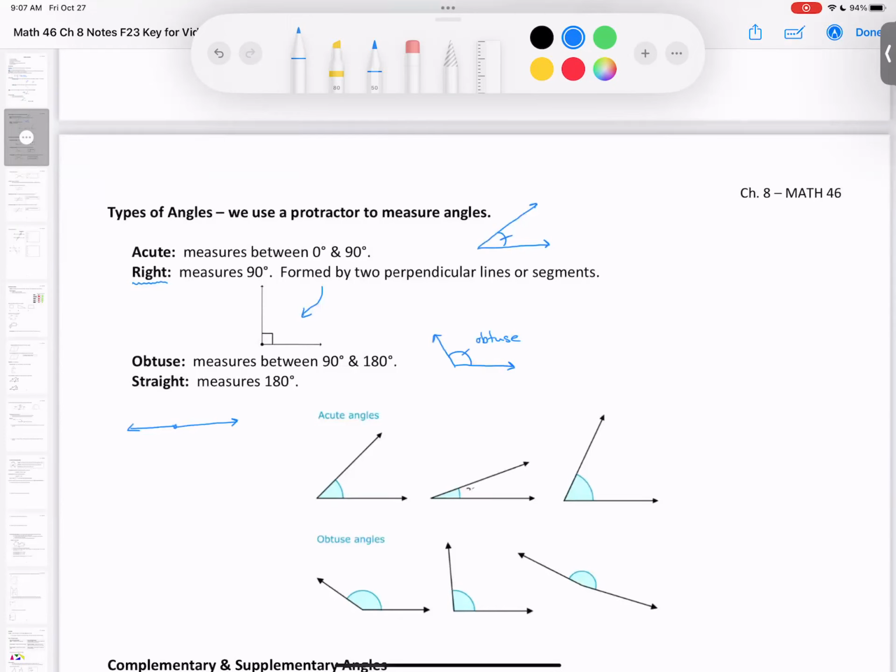So there is an angle in here. You could measure it with a protractor. It's going to be 180 degrees, which represents a straight line. So a straight angle is really just representing a straight line.